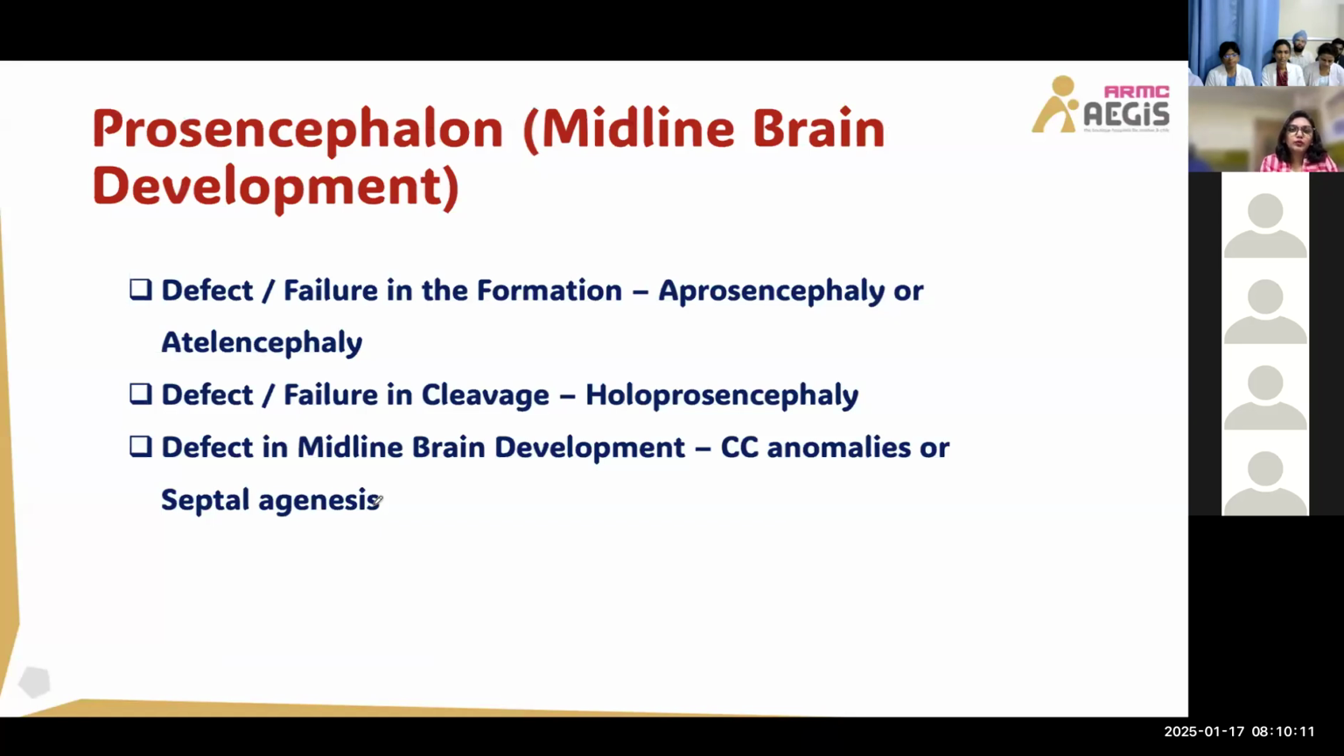So as we all know, prosencephalic development occurs in 3 stages, that is the formation, cleavage, and midline development stage. So if the defect occurs in the formation stage, it leads to aprosencephaly or atelencephaly, and if the defect occurs in the cleavage stage, it leads to holoprosencephaly, and if the defect is in the midline brain development stage, then it leads to CC anomalies or septal agenesis. Whereas in all these 3 defects, it is associated with either absent CSP or abnormal CSP.